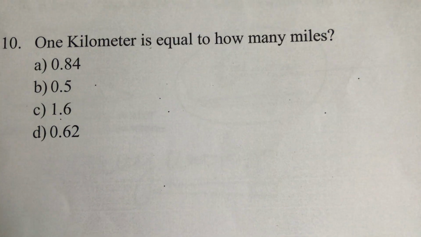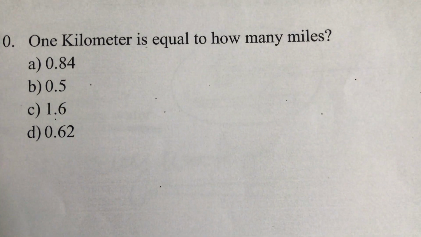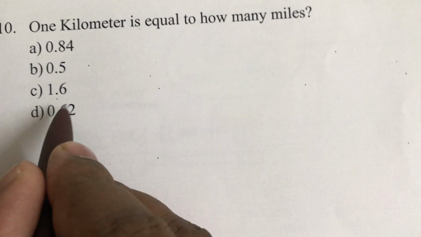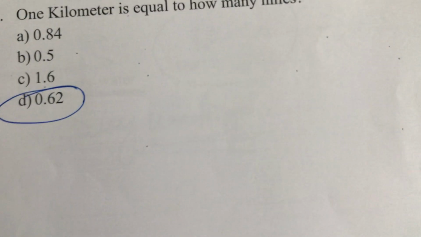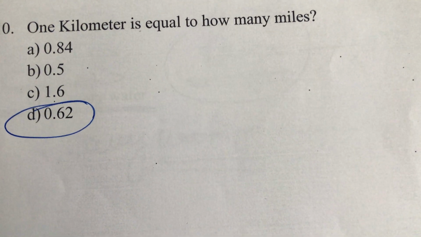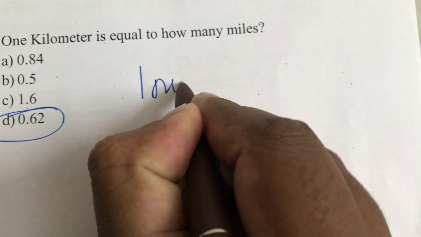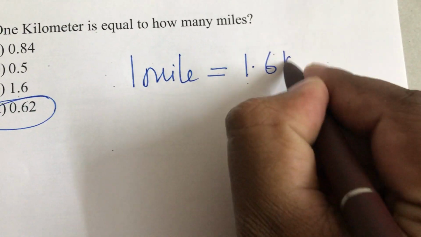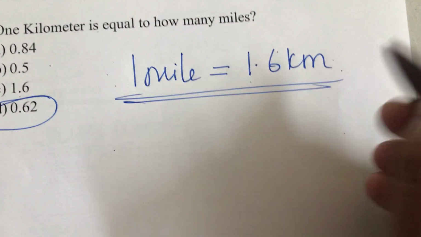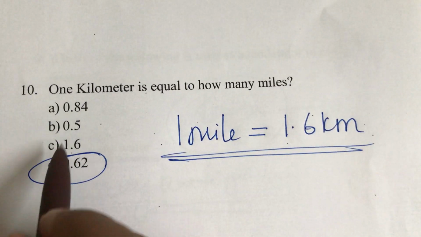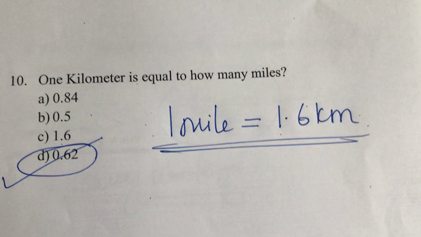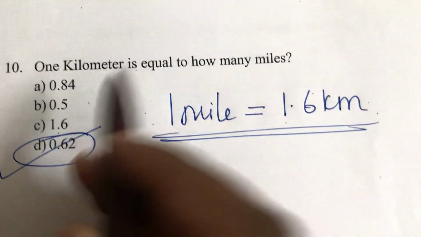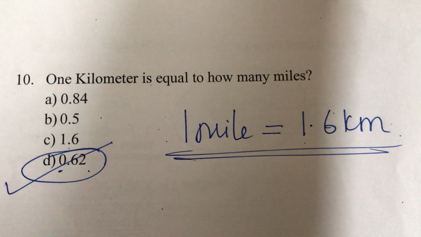Next question is the 10th one. 1 kilometer is equal to how many miles? The right answer is 0.62. Remember, 1 mile equals 1.6 kilometers. In general you remember this, and the right option for this question is option D, 0.62 miles. Okay, all right.